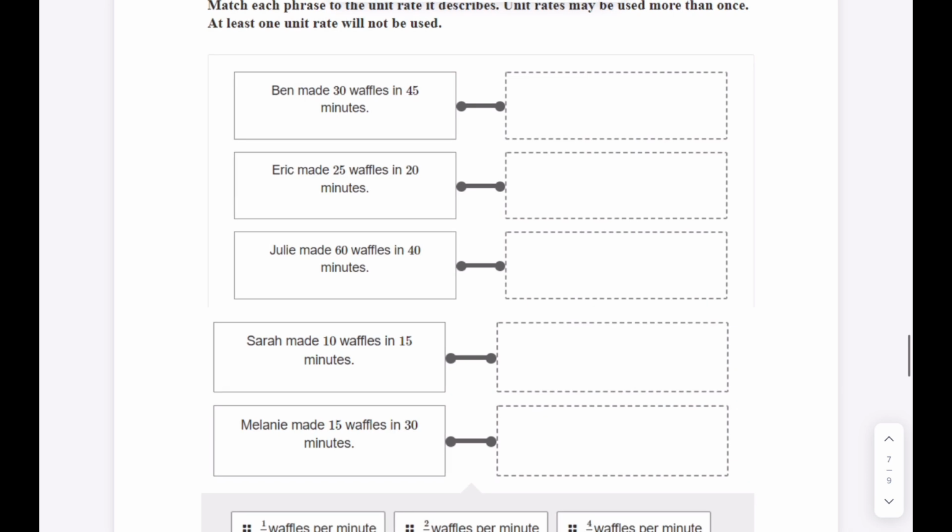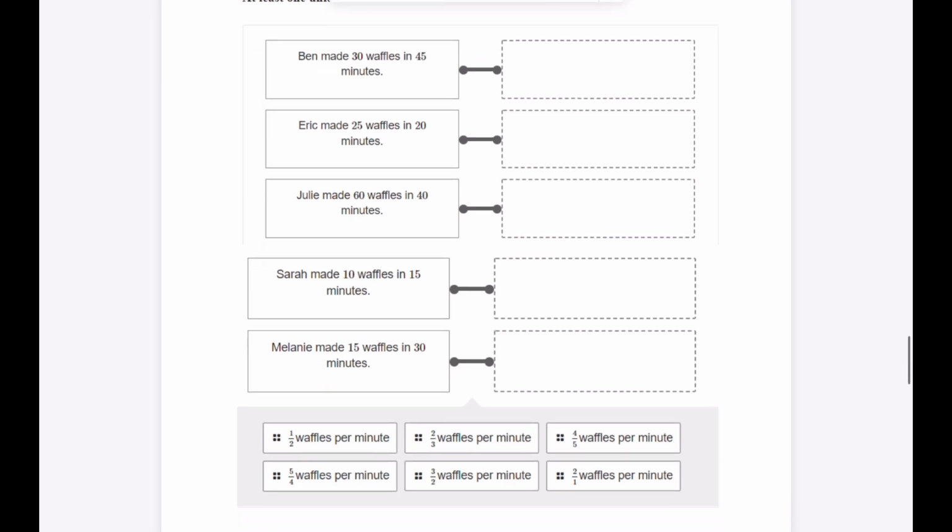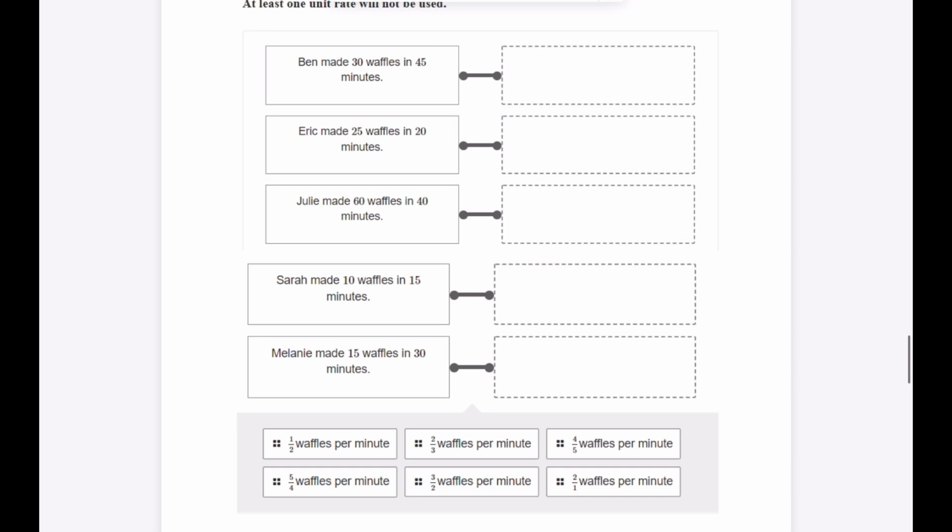Okay. All right, so for this one, we're going to go ahead and put the rate for each one. So it says match each phrase to the unit rate it describes. Unit rates may be used more than once. At least one unit rate will not be used, okay? So remember, unit rates, we want to make sure that we are dividing our numbers here because we want to see how long it's going to take for just one specific X value.